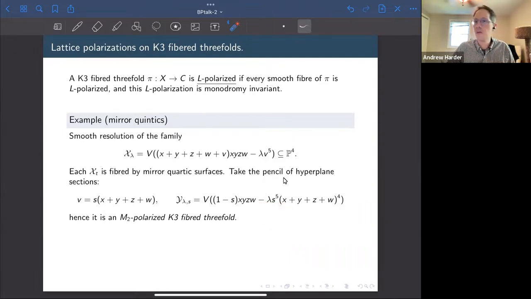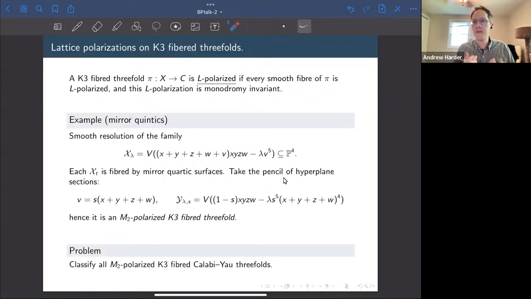Okay, so as a consequence of this, since the mirror quartics are a family of M2 polarized K3 surfaces, the mirror quintics admit K3 surface fibrations, which are M2 polarized. Okay.